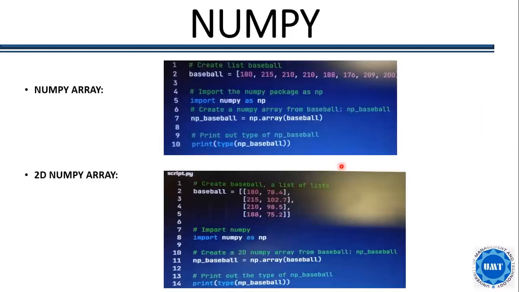NumPy. If we want to create a NumPy array, basically a list, then import the NumPy package as np. Then how to create a NumPy array. There will be np and the data frame, meaning the table, and then np.array with the data frame in the brackets. This is the syntax of this. For 2D NumPy, we use basically np base with the type.